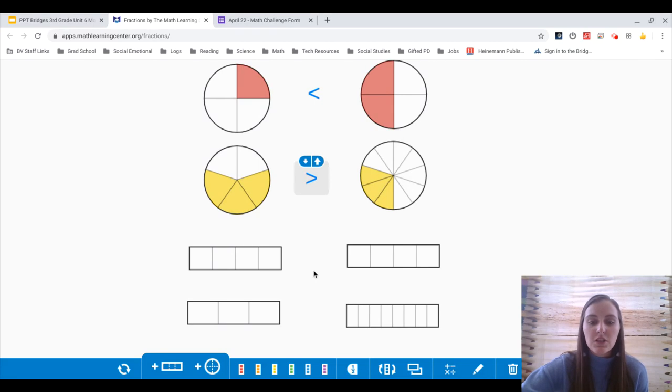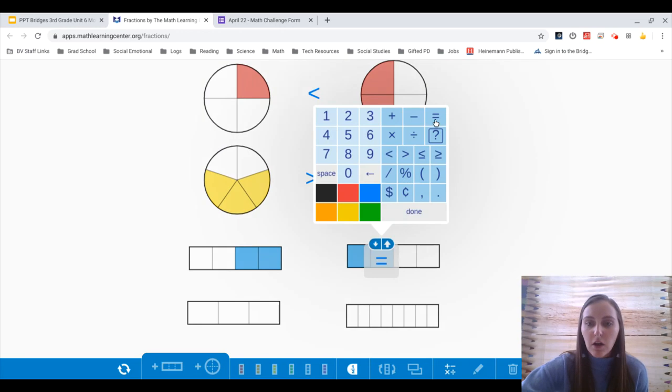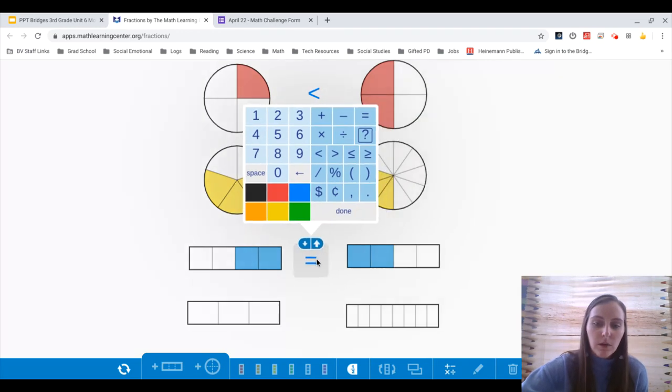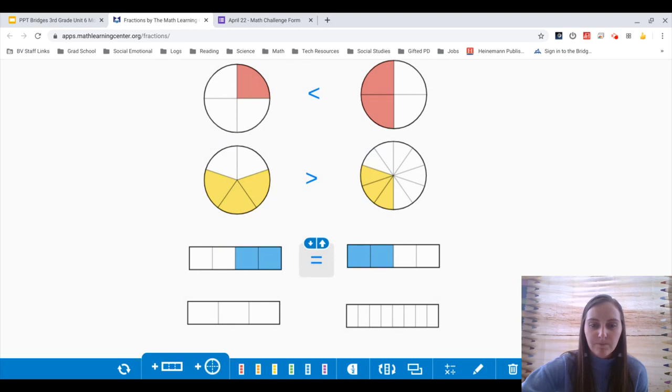Okay, let's just do these 2 real quick here. Now, these are both broken into 4, so my denominator is the same. What if I have 2 of both? You might remember that this would show they're equal. And so for that, I could put an equal sign.